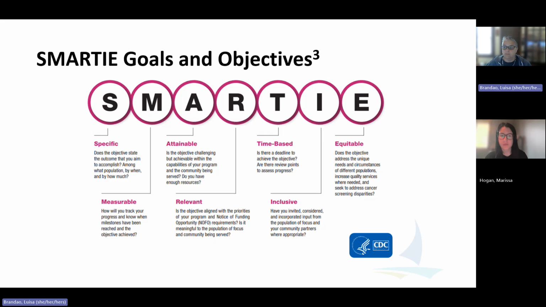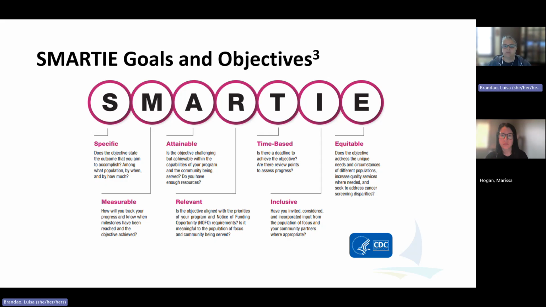Is it relevant? Maybe you're doing a project that is about eating healthy, but you're talking about quitting smoking as your outcome. Maybe those don't go together. So is the objective aligned with the priorities of your program?